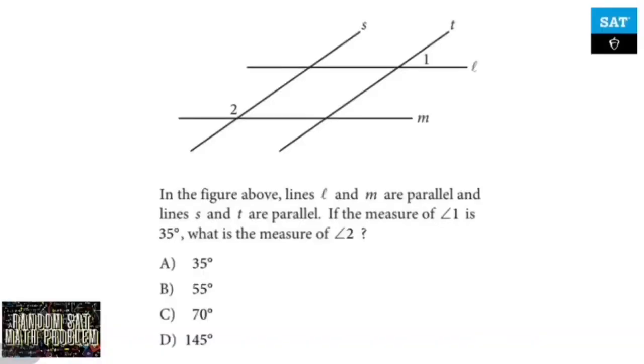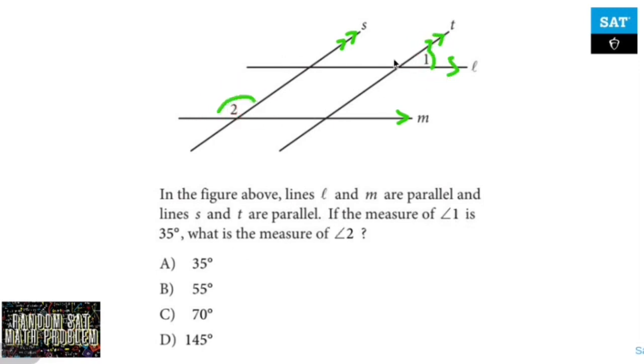In the figure above, lines L and M are parallel. All right, let me make a little mark. And lines S and T are also parallel, so let me make those marks. If the measure of angle 1 is 35, so you're 35, what is the measure of angle 2?